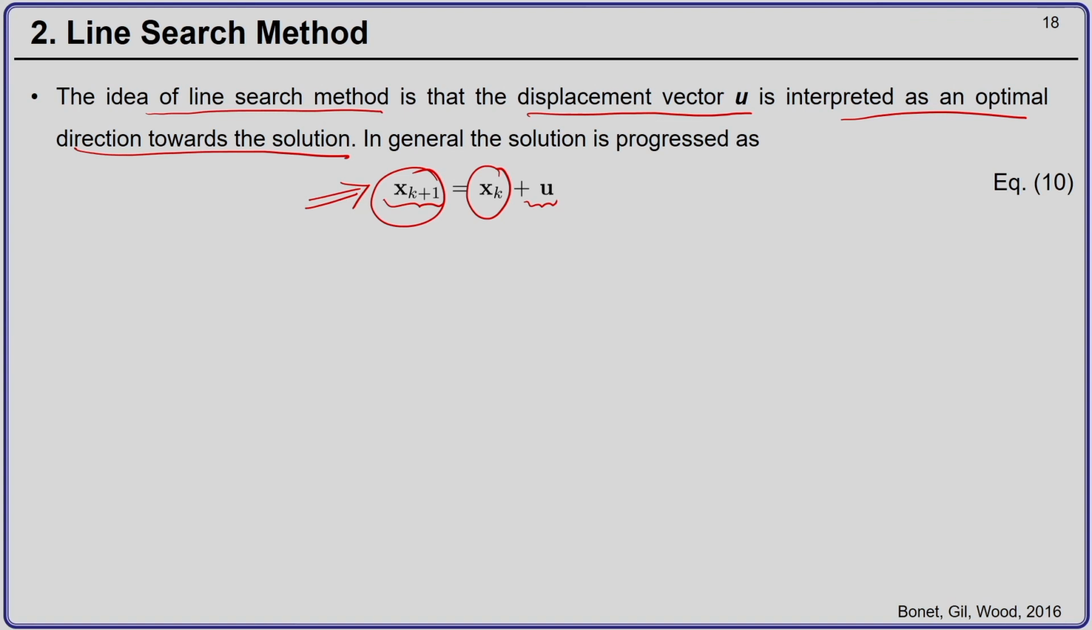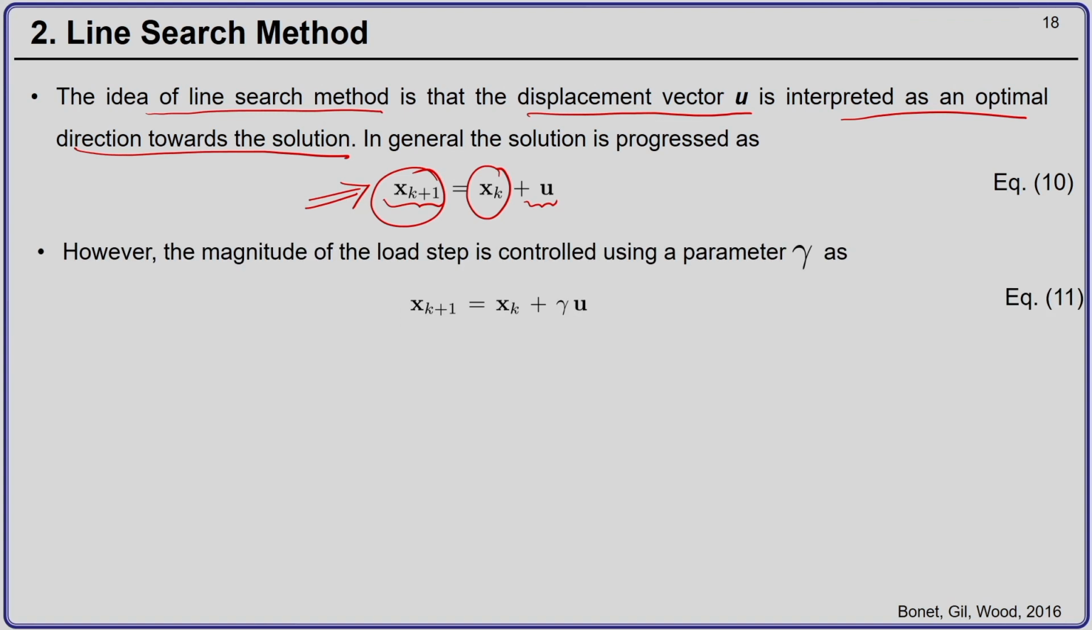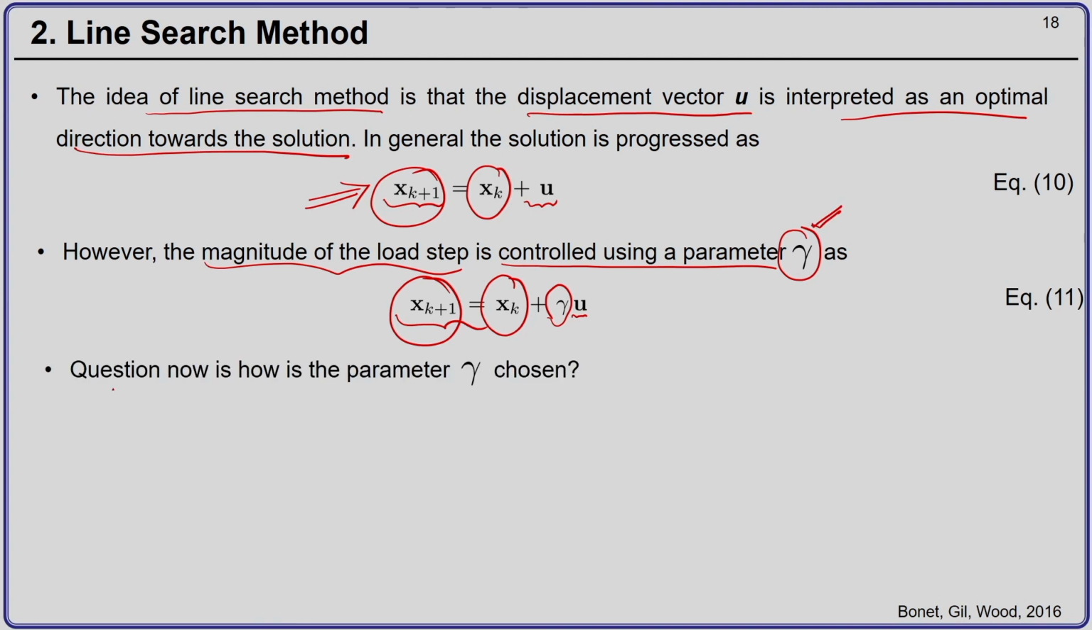Now, what happens in the line search method is that the magnitude of the load step is controlled by a scalar parameter gamma, as given here. So, the solution at Newton-Raphson step k plus 1 is equal to the solution at step k plus gamma times u. Now, our objective is to find out this gamma. The question is, how do we actually find this gamma?